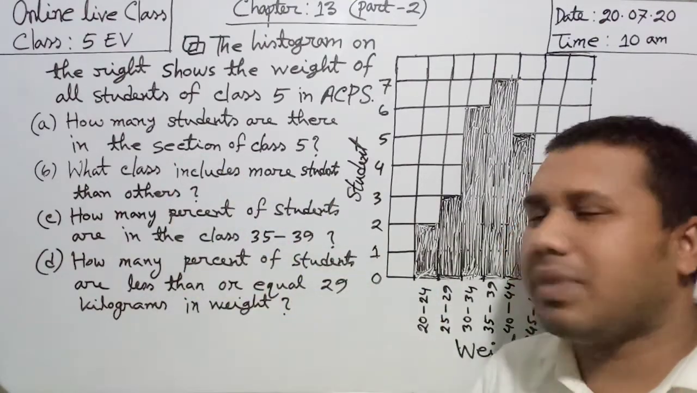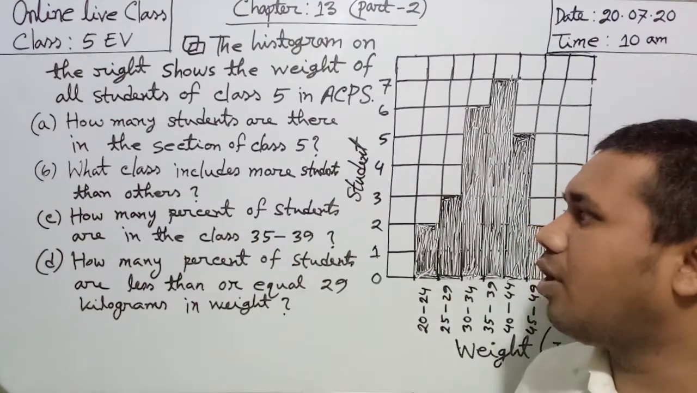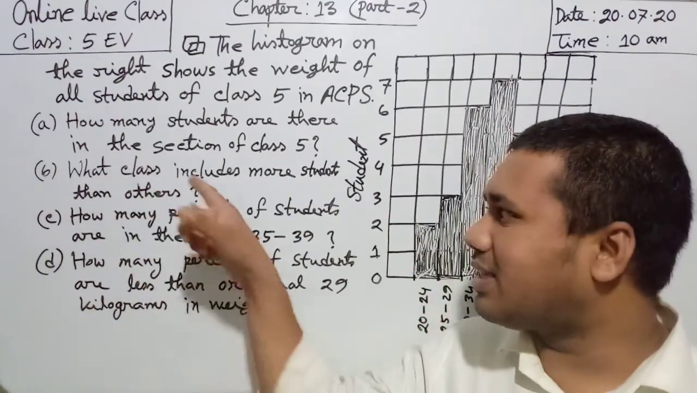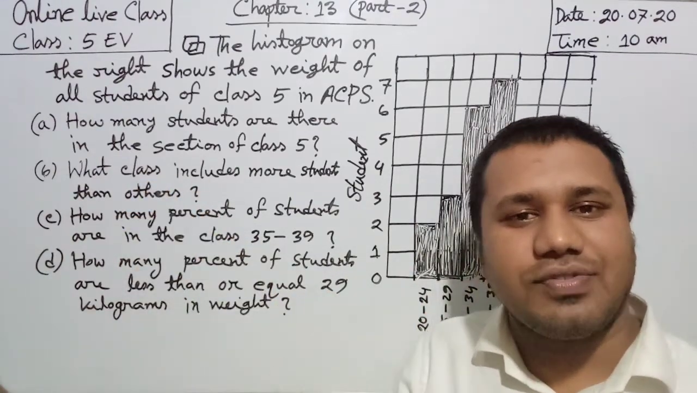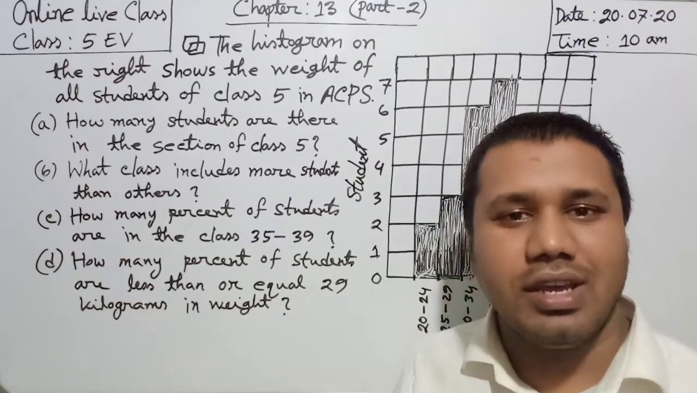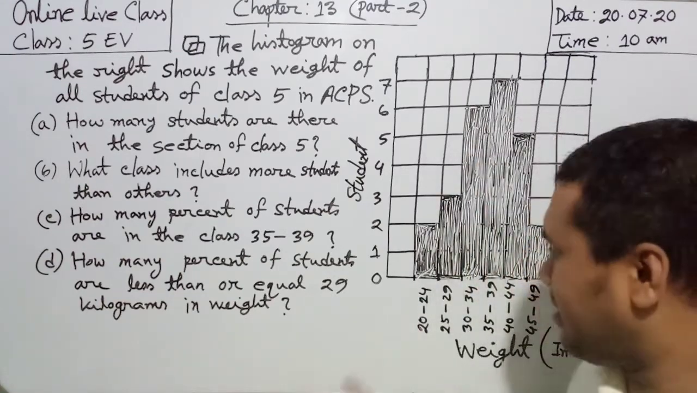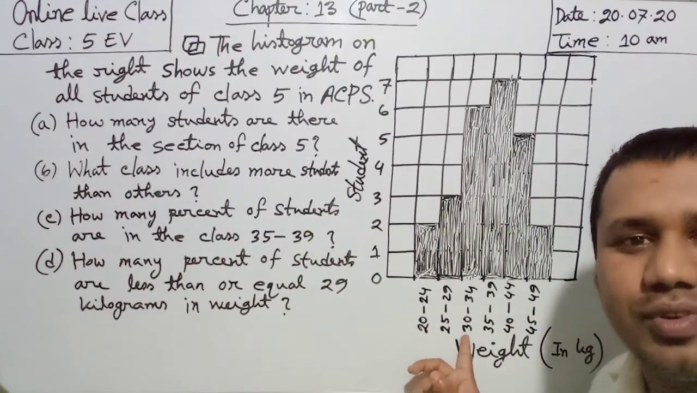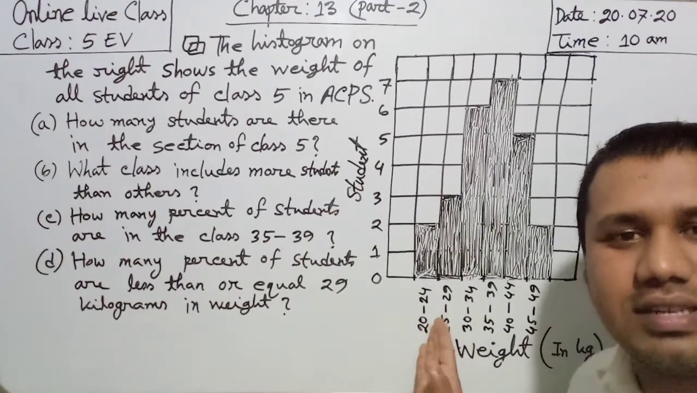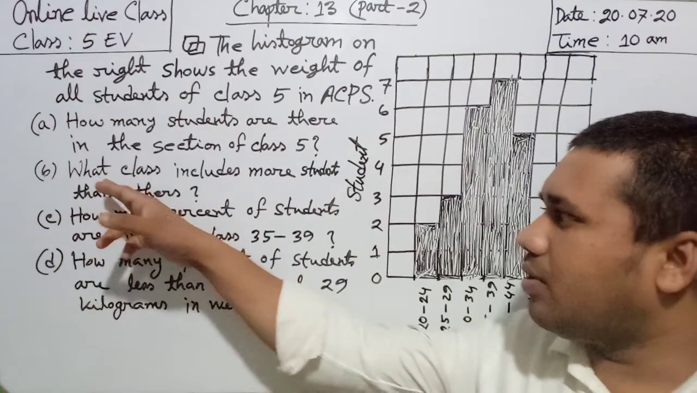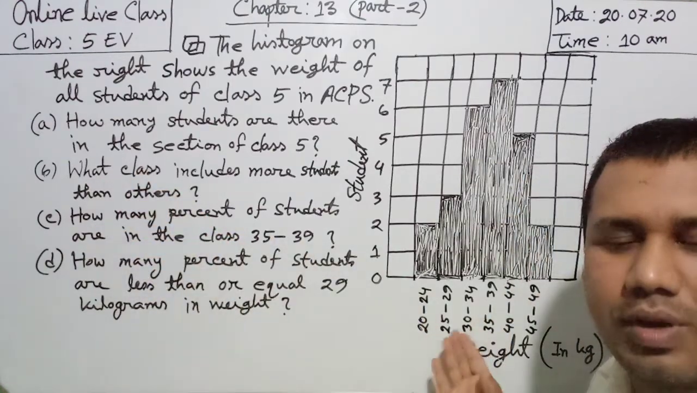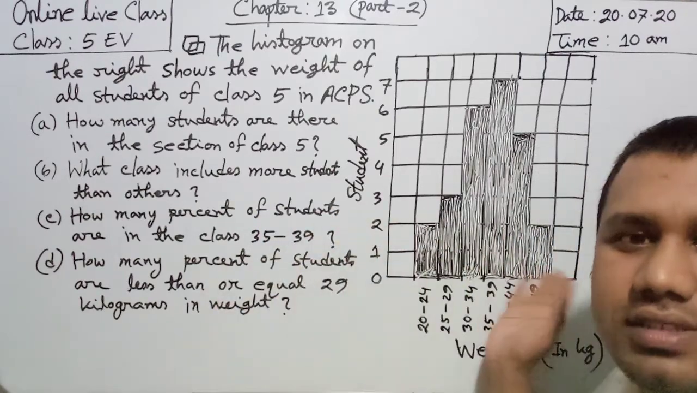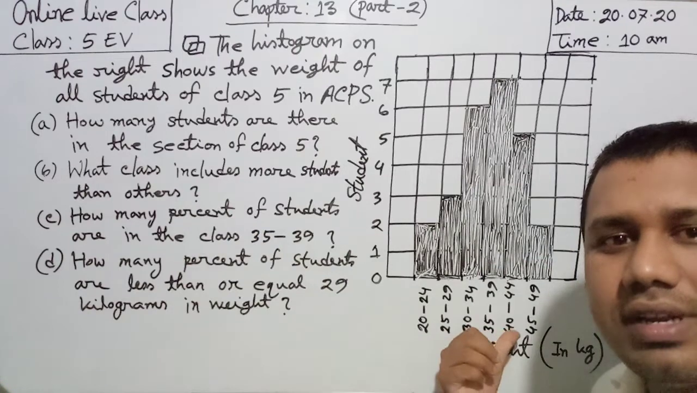Now another question, B: What class includes more students than others? Dear students, don't worry, this class does not indicate class 5, 6, 7, 8, 9. Already you know from the previous class, 20 to 24, 25 to 29, 30 to 34, this is also called a class interval. So in which class interval are there more students than the other class intervals? Clear?